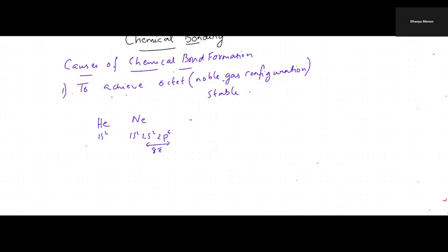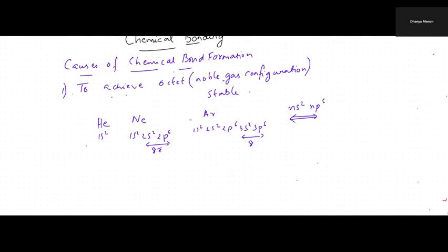Then I have argon, 1s2, 2s2, 2p6, 3s2, 3p6. This whole thing, 8 electrons. So this is the octet rule. So it is ns2, np6. This is the octet rule. Okay, so this is the traditional definition to achieve the reason.